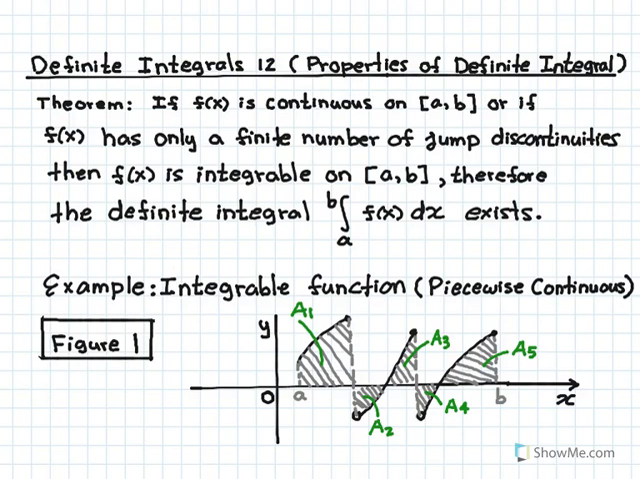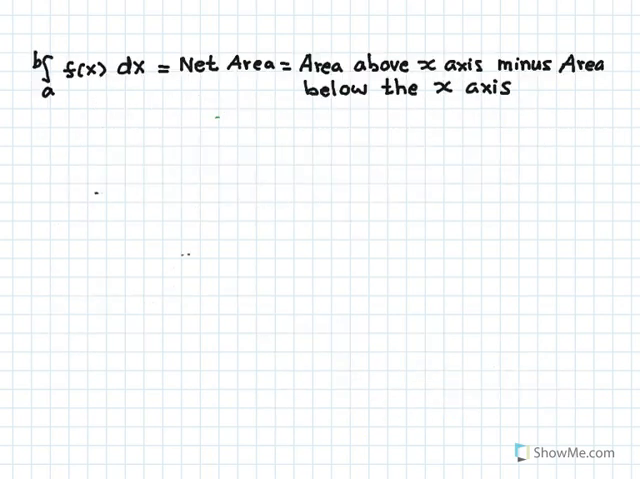As an example, here we have an integrable function, piecewise continuous, and you can see that we've labeled the parts of the curve that are above the x-axis by A1, A3, and A5, and the parts of the curve below the x-axis, those areas are labeled A2 and A4. The net area is going to be A1 minus A2 plus A3 minus A4 plus A5. So let's write that down.